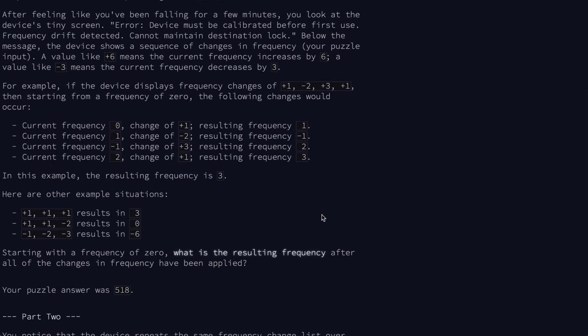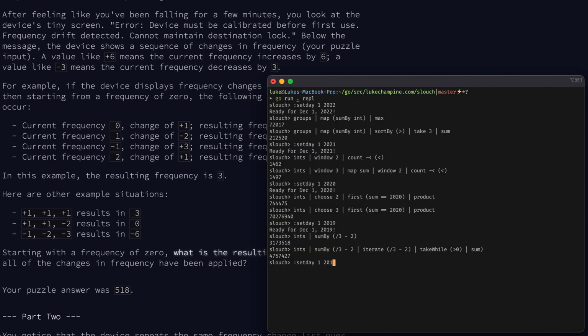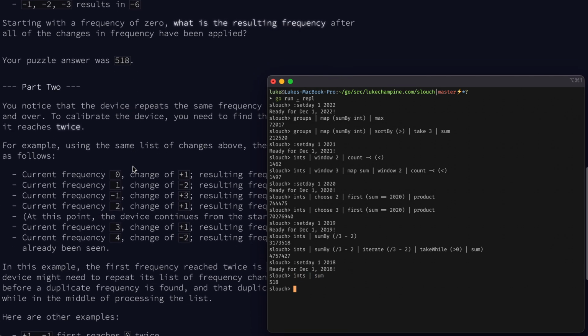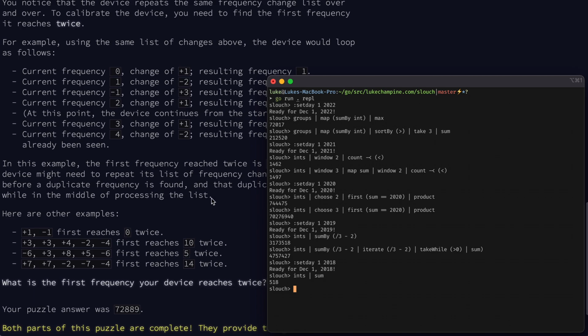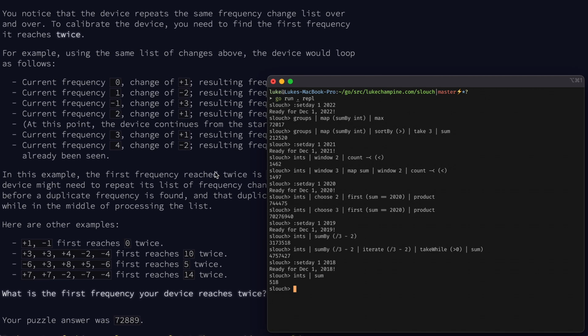All right, 2018. This one you literally just, it's a bunch of ints, and you add them together. Done. And part two, you want to find the first one that occurs twice. So, and we have to cycle them because it may take more than one cycle. But then we're going to do scan, find all the duplicates, and then find the first duplicate. Okay.